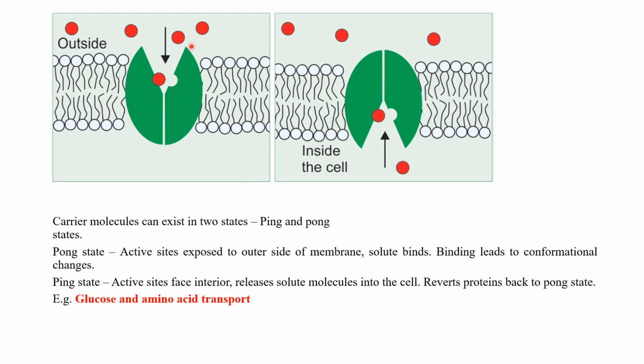In the Pong state, the active site is exposed to the outer side of the membrane. Here the solute binds and binding leads to a conformational change. Then it transforms into the Ping state, and here the active site faces interior, releases the solute molecule into the cell and reverts the protein back to the Pong state. Examples are glucose and amino acid transporters.